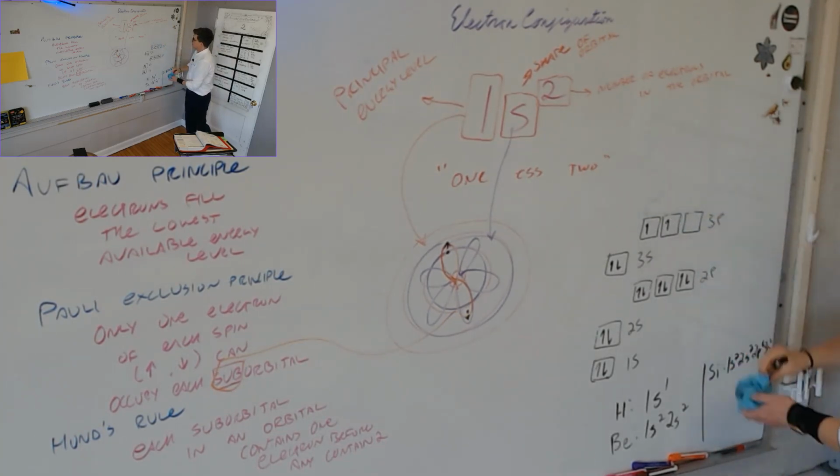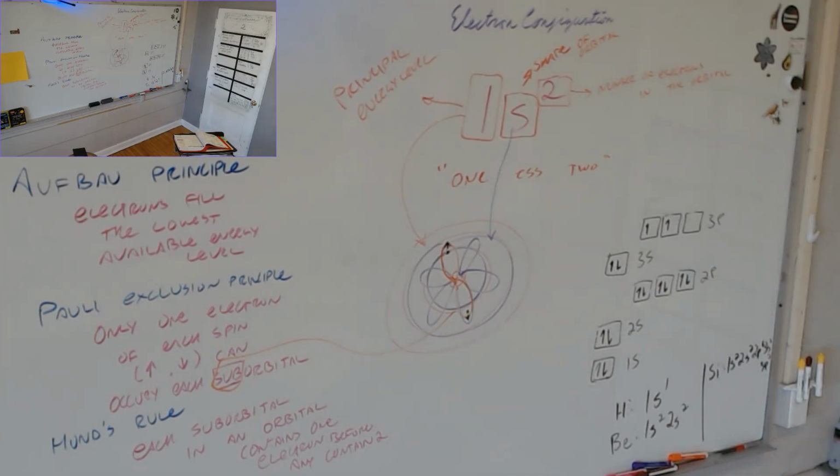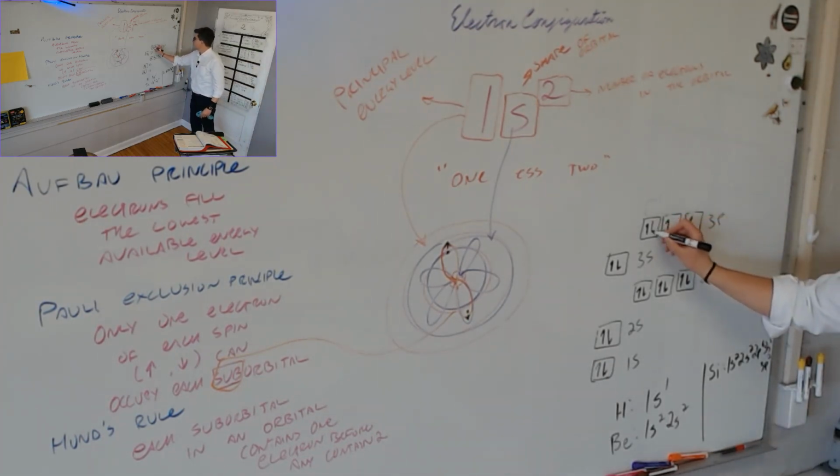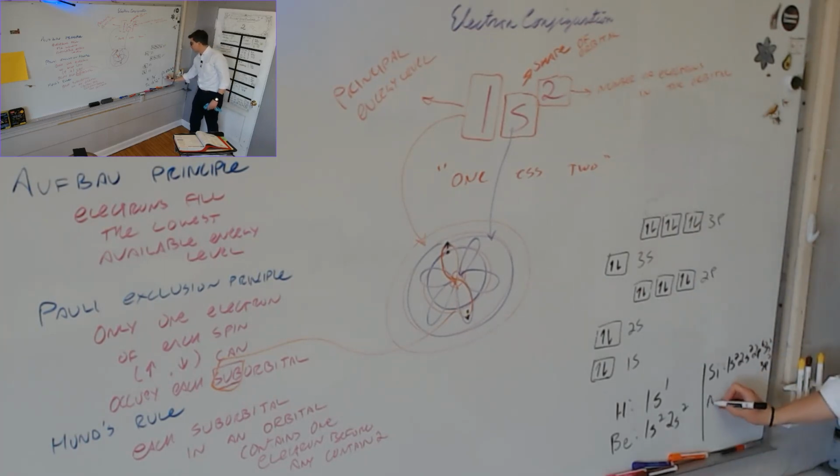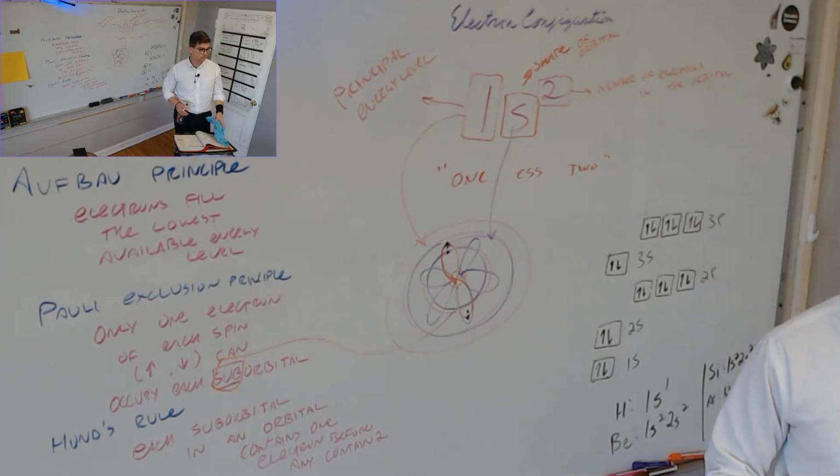So if silicon is 1s2, 2s2, 2p6, 3s2, 3p2, what would phosphorus be? All of that but 3p3. Sulfur would be 3p4. Chlorine, 3p5. Argon, check it out. Argon, now you can see, fills the 3p. So argon is all of that, 1s2, 2s2, 2p6, 3s2, 3p6. Good.